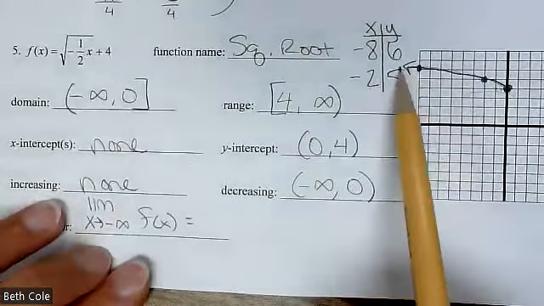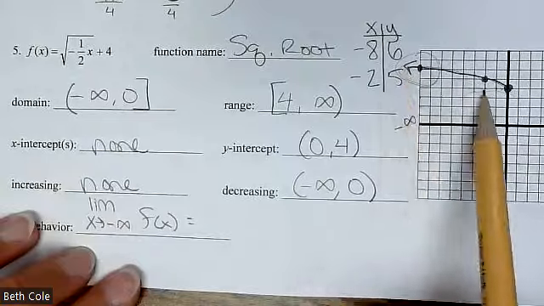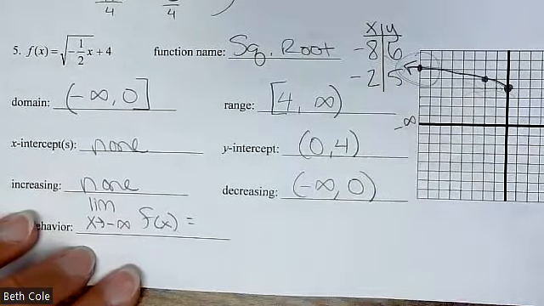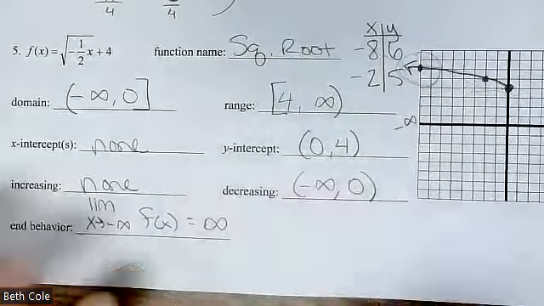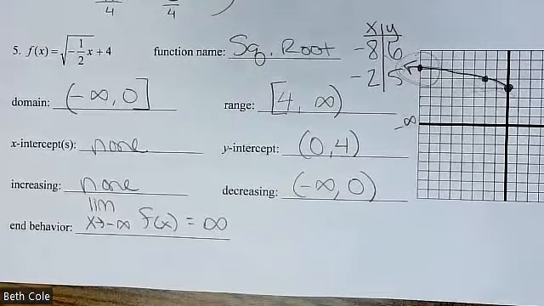And where is that arrow pointing? Again, I know it's not in a great big hurry, but it's still going up. So you're going to put infinity. Kind of lazy, but it's still headed in that direction.